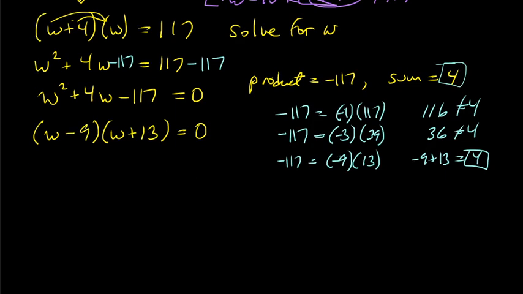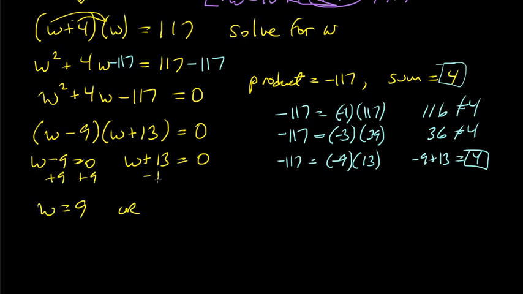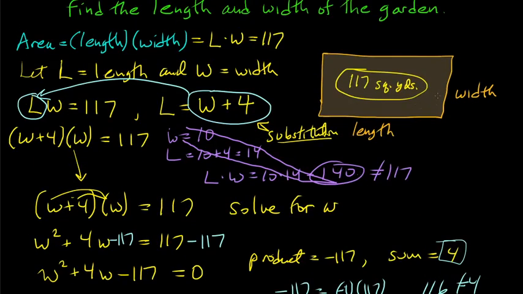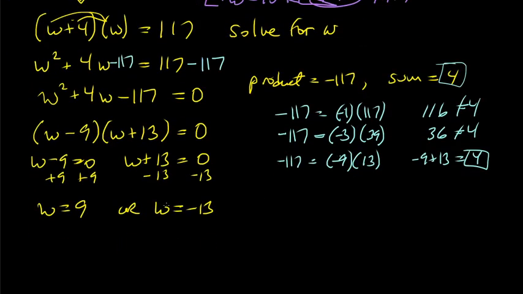Now we're almost done. Just set them equal to 0 and solve for W. So W is either 9 or negative 13. But does that even make sense? This is a garden. When you measure the length or the width, you're not going to get negative 13. So just by the very nature of lengths and widths, these are positive numbers. We can ignore the negative here. So that leaves us with positive 9.